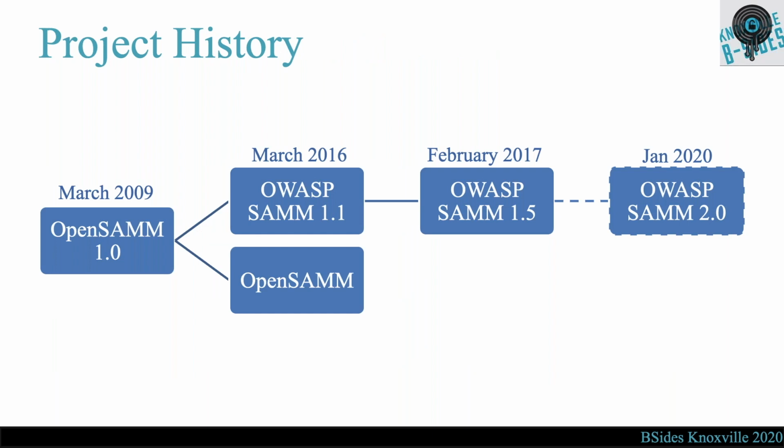Now, for those of you who might be new to SAMM, let's look at the project history. SAMM is not a brand new OWASP project, or at least even before there's a history, before it came to OWASP. The first version of SAMM was developed by an independent software security consultant named Pravir Chandra under the name of OpenSAMM. The first draft was made possible through funding from Fortify Software.